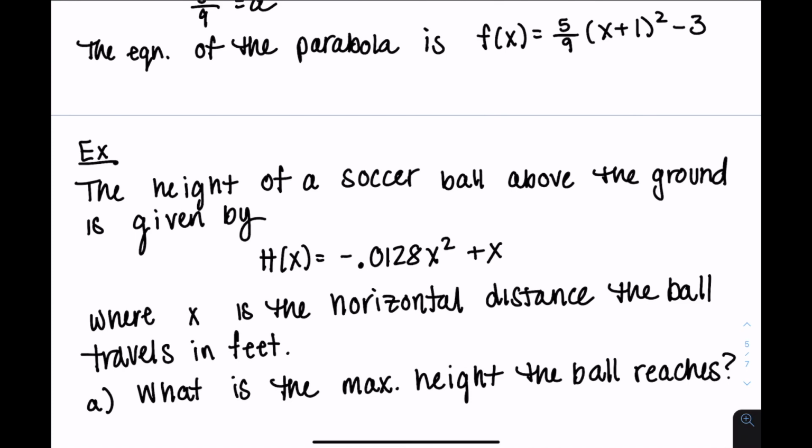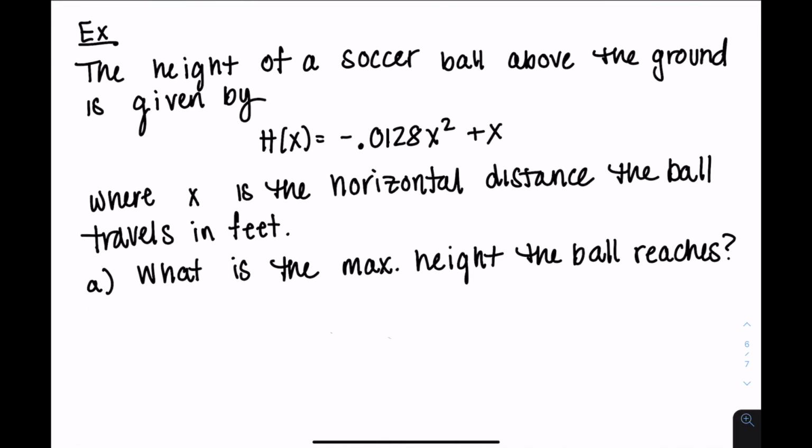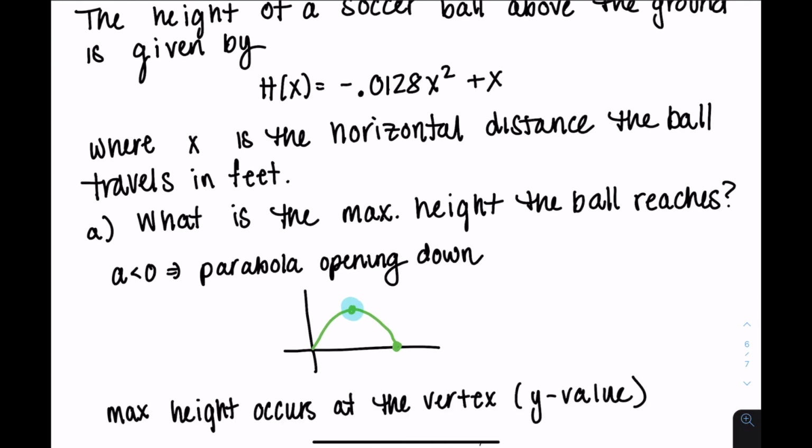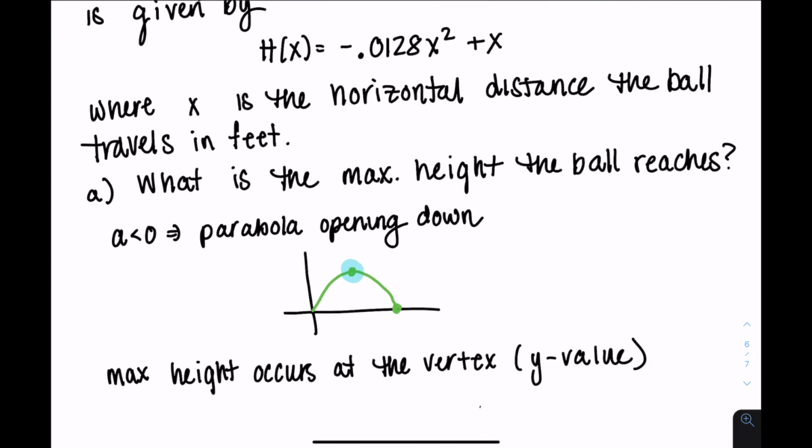So h of x is -0.0128x squared plus x, where x is the horizontal distance the ball travels in feet. The first thing we want to figure out is what is the maximum height the ball reaches. Well, this is just a parabola. I know the value of a is negative, so it's got to open downward. So if we look at a picture, it's going to have this kind of shape. The max height is going to occur right here at the vertex. So we need to figure out the y value of the vertex to see the maximum height.